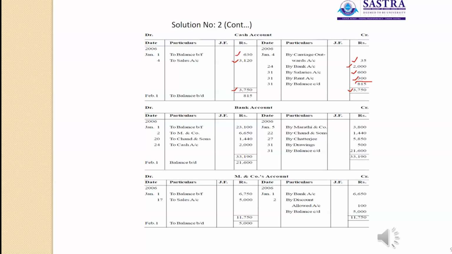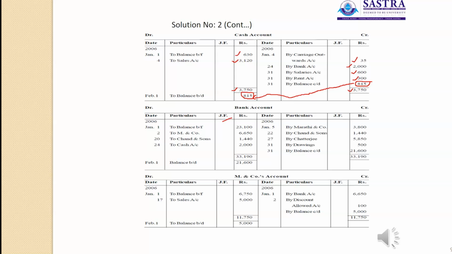So what is the balance difference between debit and credit side? 815 is the difference. So that is the balance in hand. So 815 rupees is the cash in hand, balance carried out in the month of January 31st. So this 815 amount is carried forward to the next month, February 1, 815. Okay, so in the month of February 1st, cash in hand rupees 815.